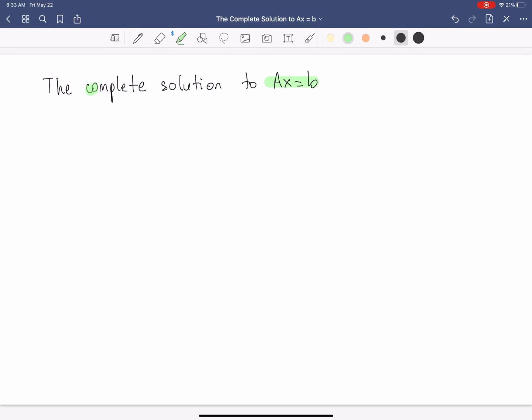Well, if you recall in previous videos when we talked about solving AX equals B, we would ask, can it be solved? Would there be only one solution? Would there be many solutions? What are some conditions on the components of B that are going to guarantee that the solution exists?